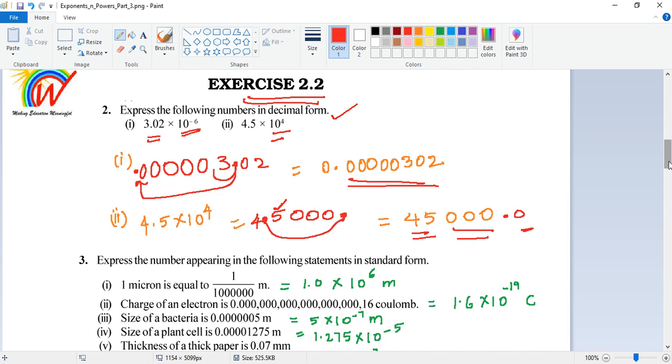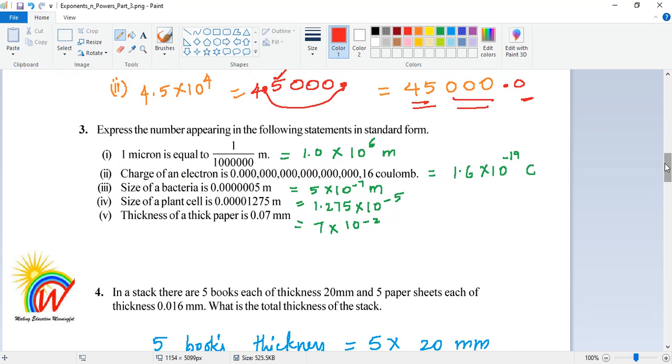Okay. Now we'll come to this true or false. Sorry, not true or false. This is another question. See, express the numbers appearing in the following statements in standard form. 1 micron is equal to 1 by 10 to the power of so many things are there. When the zeros, tens, hundreds or whatever is in the denominator, you will write it as a negative number, okay? So 1 into 10 to the power of how many? 1, 2, 3, 4, 5, 6. So you will put minus 6, okay? When it is in the denominator, you will put minus 6, okay?